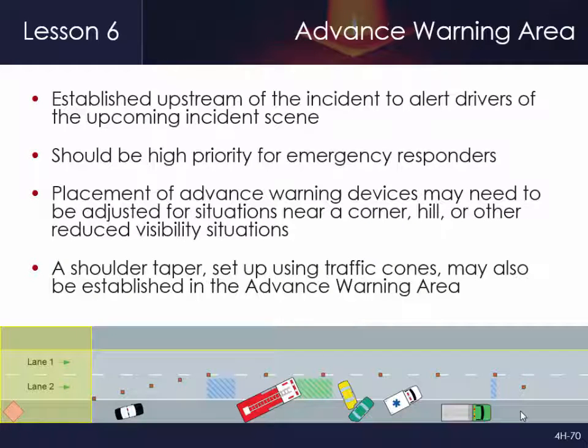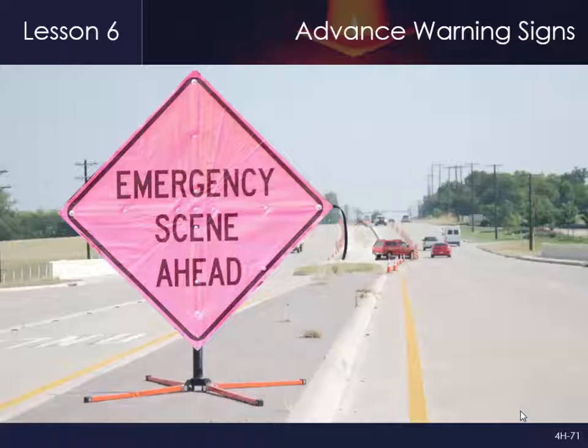Advance warning area. All advanced warning devices should be placed so that they would provide enough warning for vehicles to slow before reaching the incident and any queue that may form. Advanced warning should be a high priority for responders, particularly in the cases of reduced visibility. Here's an example of a deployed advanced warning sign.